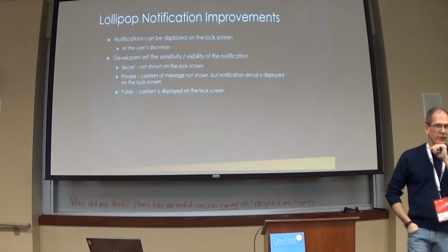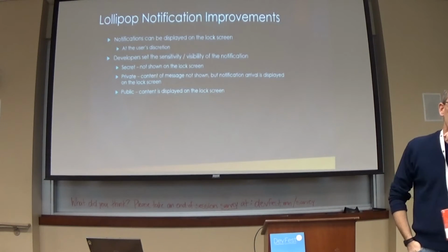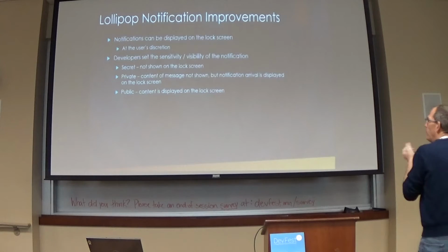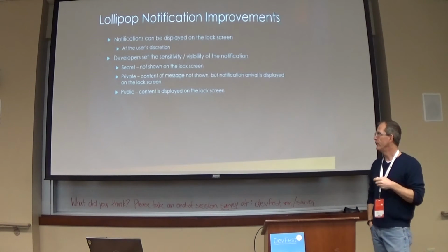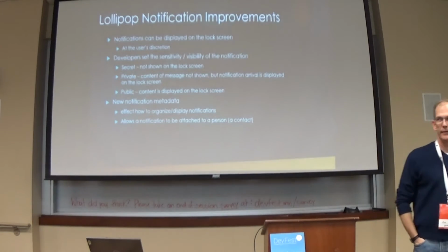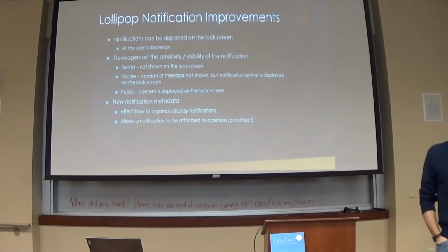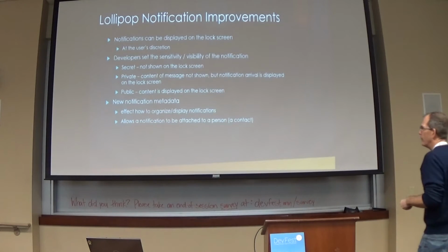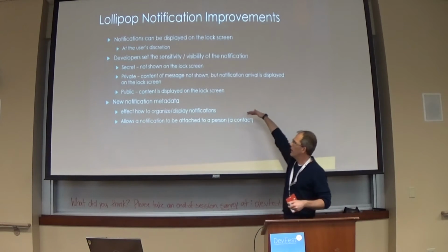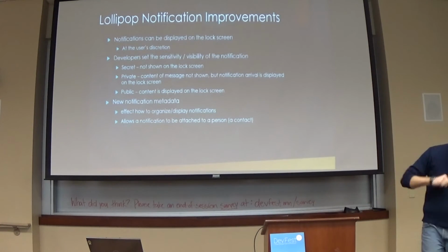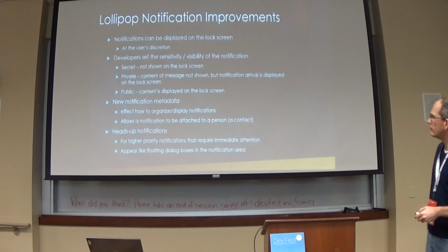Developers will be able to set the sensitivity, whether it is something that maybe is a little bit more sensitive and therefore not be shown, or whether it's public and therefore be always shown. And we can also associate with that notification other metadata. The contact maybe that is associated with sending you that email. Something like a way to organize or display them on priority or other characteristics as well.